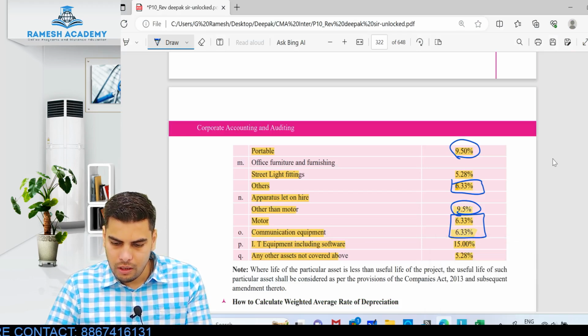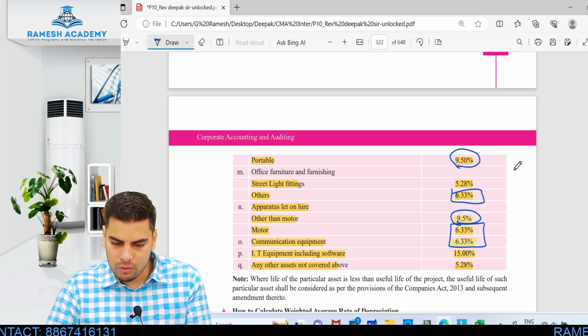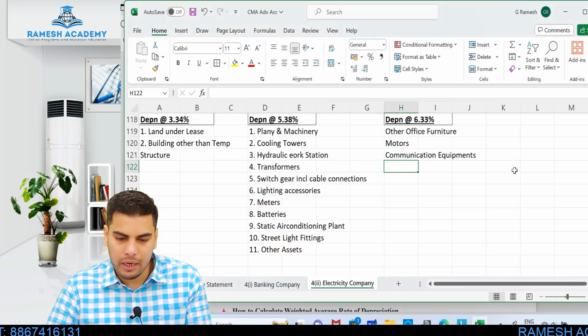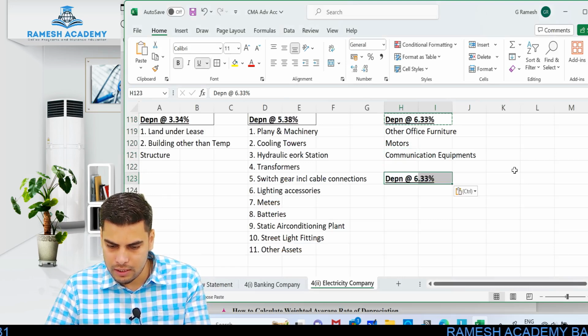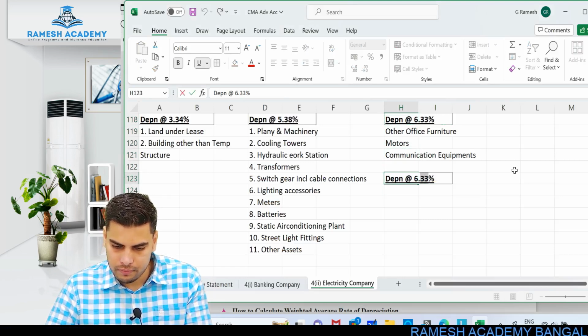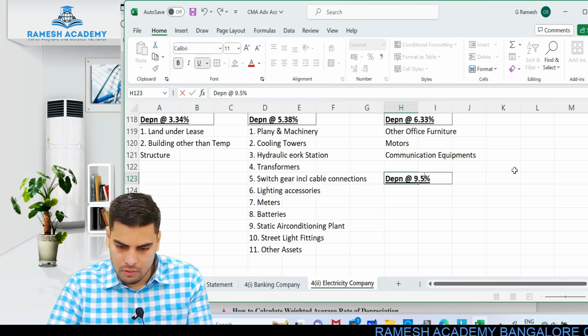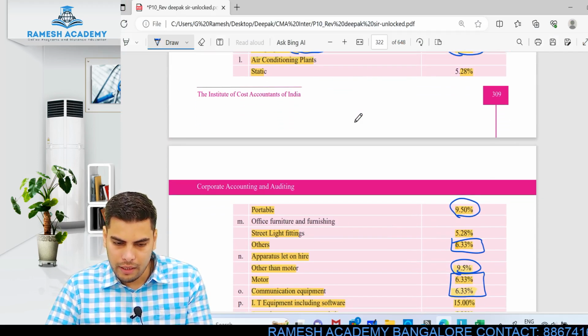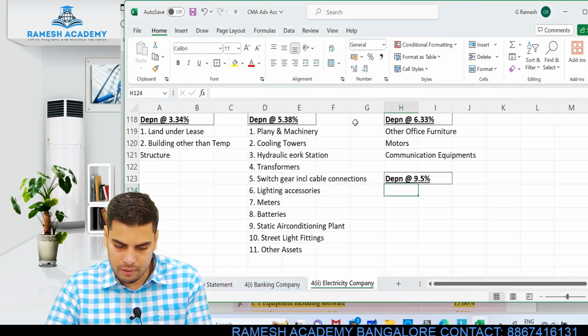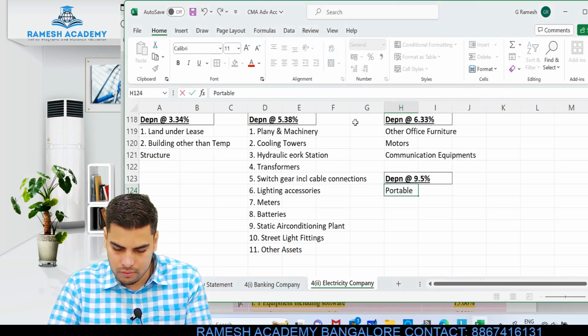That's all. So we have the rate of depreciation, that would be 9.5. Okay, so depreciation at the rate of 9.5%. I'll just write it over here. So 9.5% will be for self-propelled vehicles. Okay, so for vehicles, and then portable air conditioning plant.